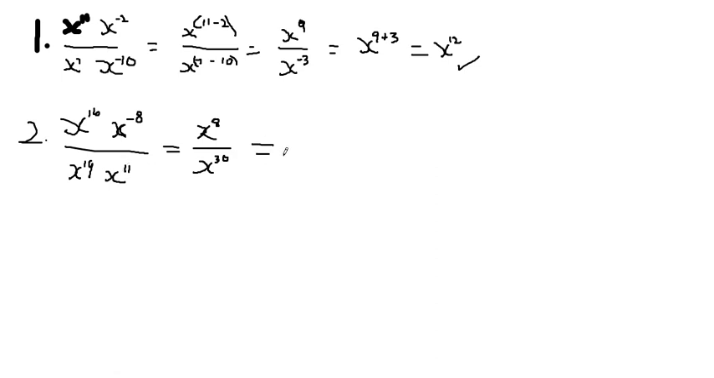And that comes to 1 over x to the power 22, because when the positive 8 in this term comes to the bottom, it becomes negative 8. 30 minus 8 is 22. This is the answer.